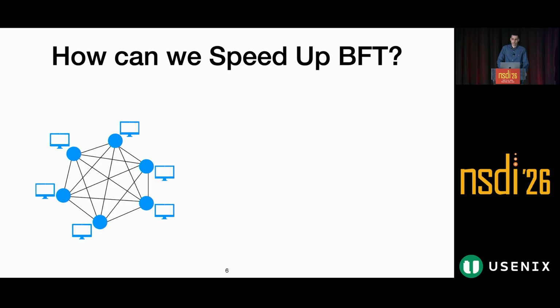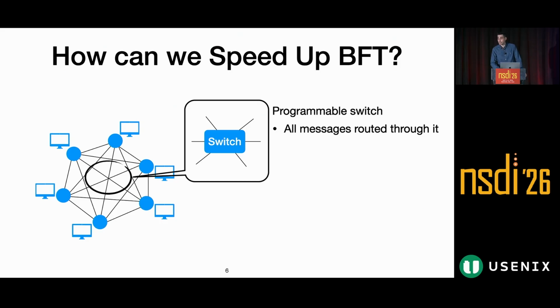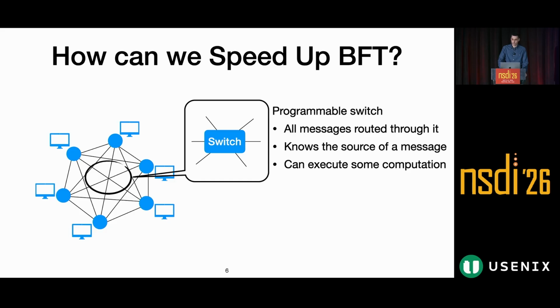So in this work, we propose another trusted component, which is a switch. Unlike the other components, it is not local to any replica, but it is a centralized component that is already within the system. A programmable switch is an appealing component because it sees all the messages of the protocol, it knows the source of a message, and it can also execute some computation per packet. But of course, the main question is: is it reasonable to trust a switch?